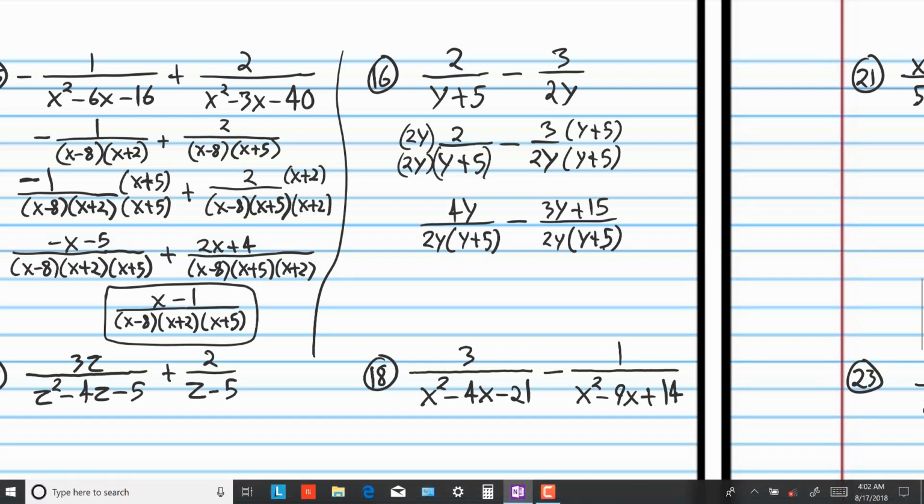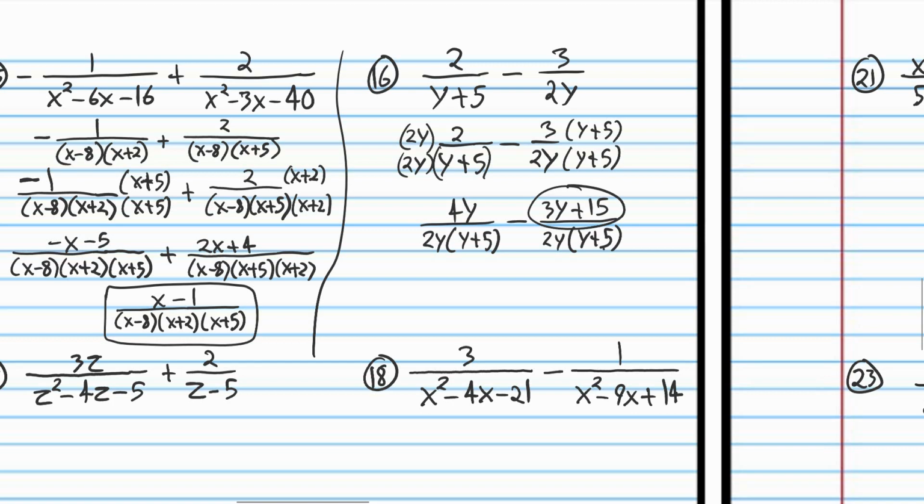So now we have a common denominator. But again, this is the potential source of error. You have to really worry about the signs here. We're subtracting, so these are both positive. 3y and 15 are both positive, but they're going to become negative. So that's going to be 4y minus 3y. 4y minus 3y is going to be y. And this is not going to be positive 15.